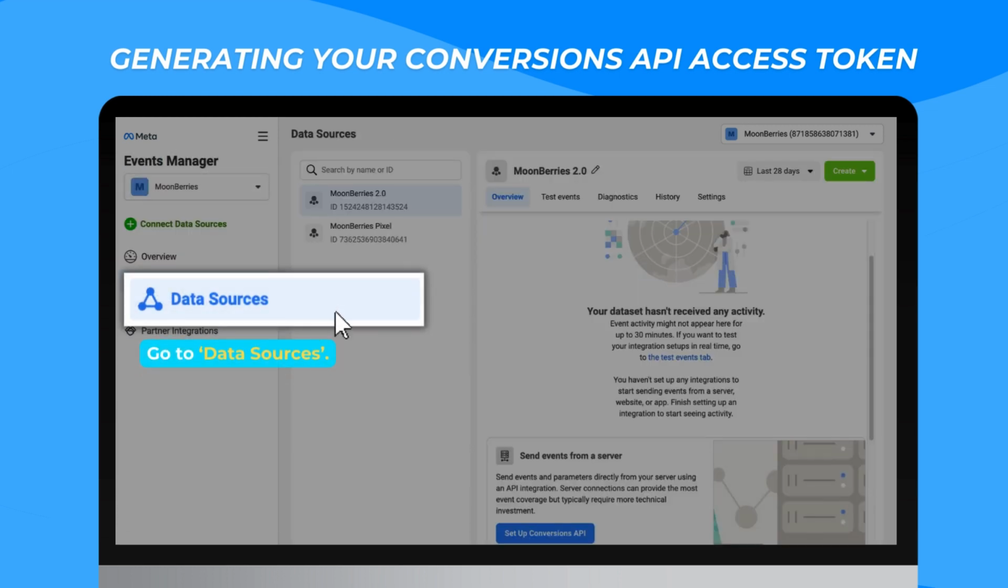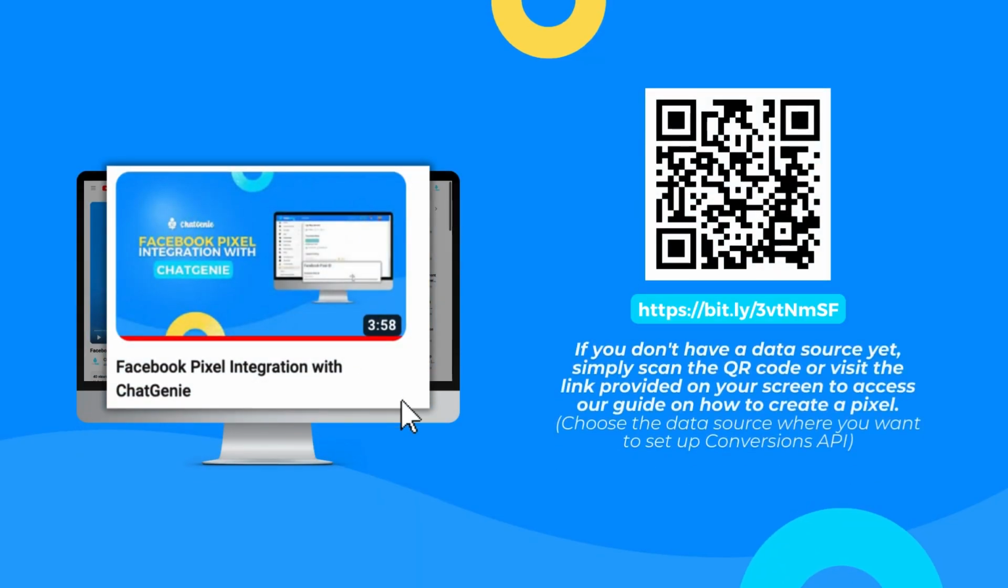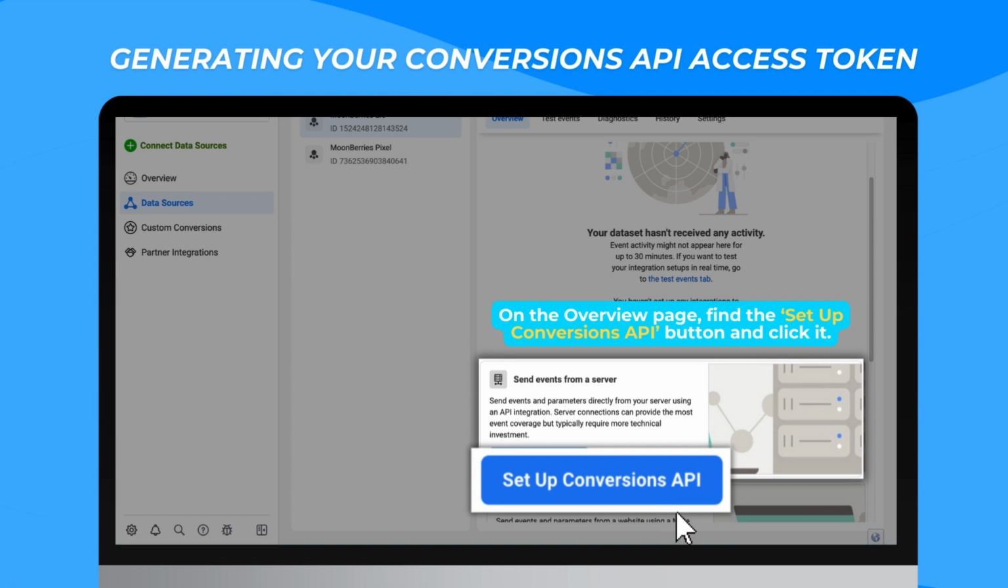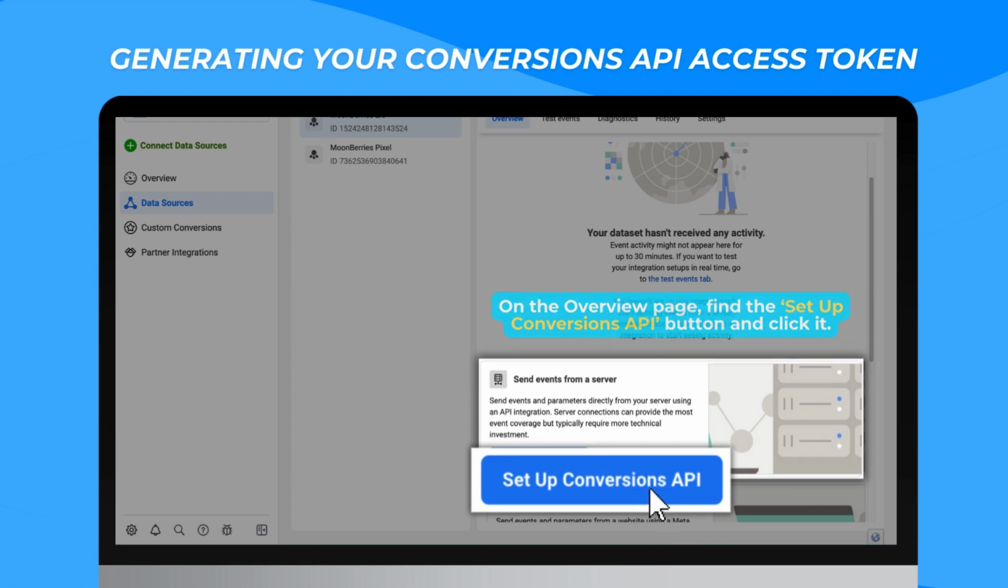Go to Data Sources. Please note that if you don't have a data source yet, simply scan the QR code provided on your screen to access our guide on how to create a pixel. Choose the data source where you want to set up Conversions API. On the Overview page, find the Setup Conversions API button and click it.